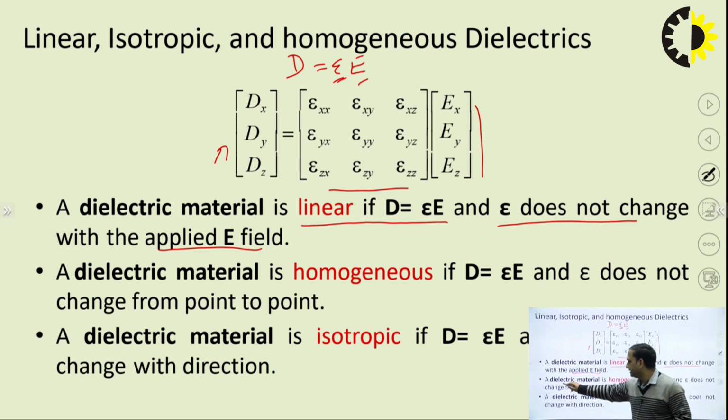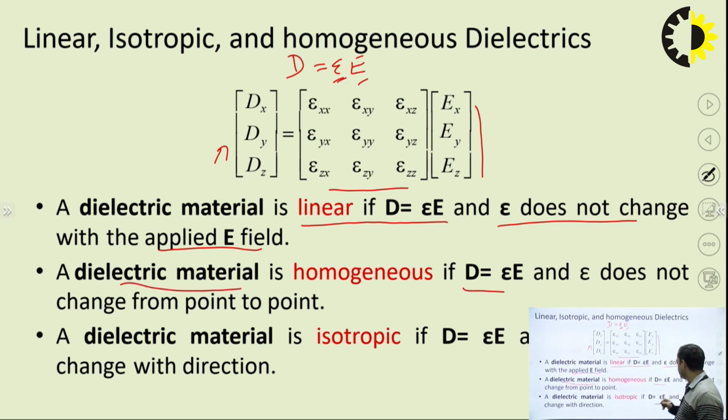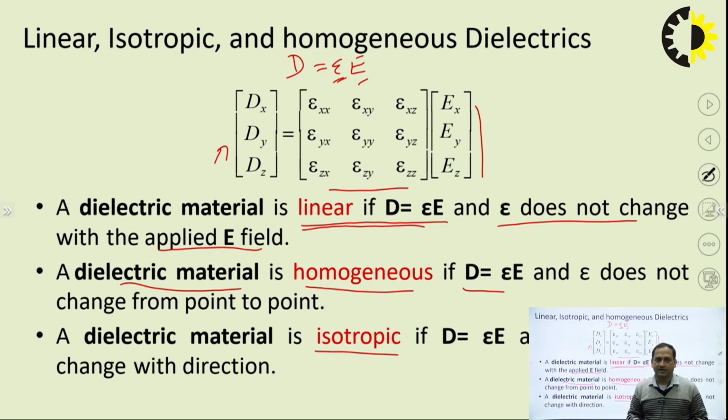Then a dielectric material is homogeneous if D is equal to epsilon E, and in that case epsilon does not change from point to point. The third one is isotropic, in which D is equal to epsilon E and epsilon does not change with direction. These are the properties of any material when we take electric field or electric flux density into account.